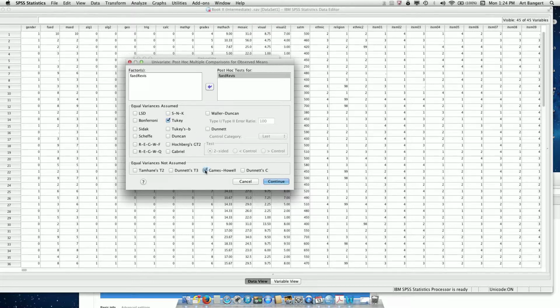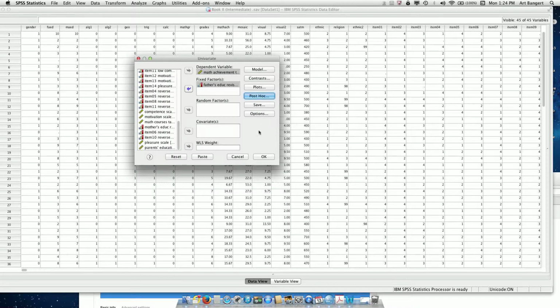And then we can also check the Games-Howell test because that's what your workbook activity recommends, because we know from the previous activity that the group variances are significantly different. And so the Games-Howell post-hoc tests adjust for those differences when determining if there are significant group differences. And then we can go to continue.